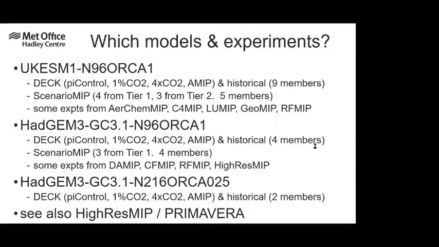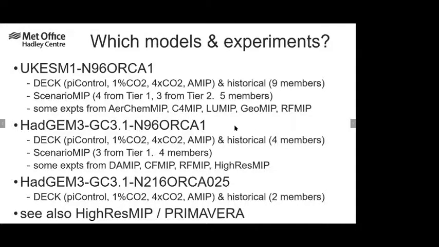So for the UK Earth System model 1, we've got data up there for the DECK experiments. As you know, those consist of four experiments: piControl, 1% CO2, 4 times CO2, and AMIP, and also the historical experiments. And here I must apologise for a typo on my slide. We don't have 9 members of the historical ensemble for UKESM1. We've got 19. So apologies for that. I'll update that in the version of the slides that get distributed.